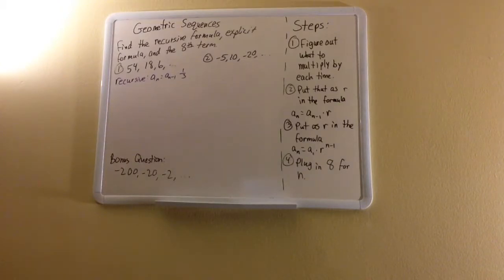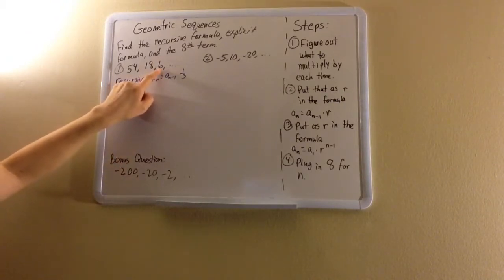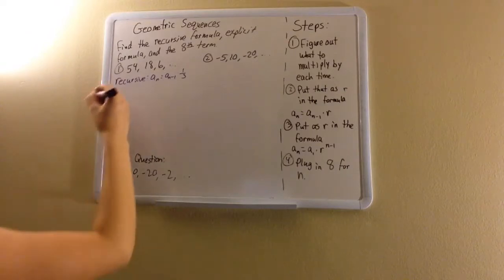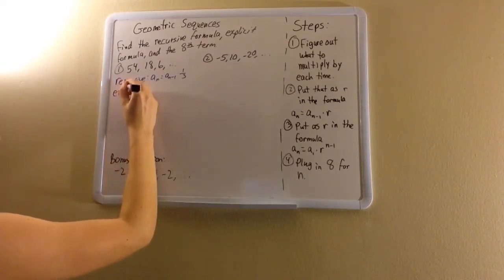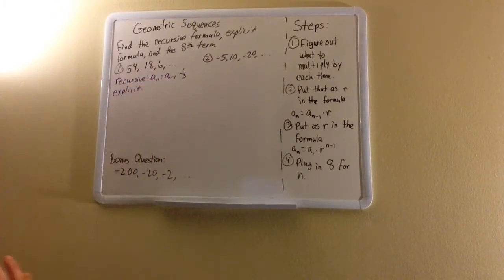An is referring to the current term, and an minus 1 is referring to the previous term. So for example, the way this works is you're saying, okay, 6 is equal to 18 times 1/3. That's how the recursive formula works. Now the explicit formula is kind of cool because you can plug any number into the explicit formula to give you whichever term that you want. So you don't necessarily need the term before.